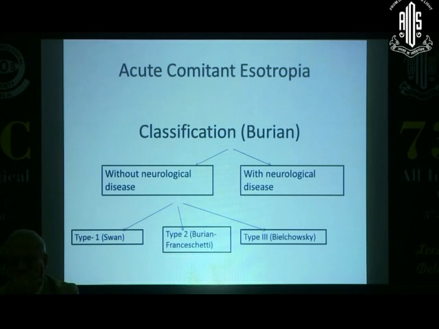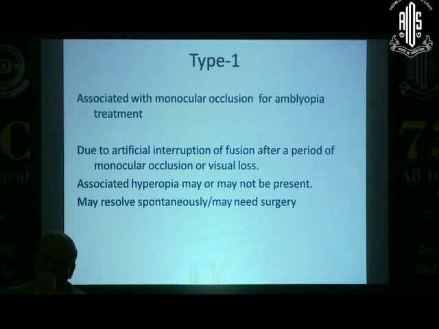Without neurological disease is a vast majority of the acute comitants we see, and there are essentially three types, basically depending upon the pattern of their presentation. Although they do have a little commonality to their etiology. In type 1, it is often associated with monocular occlusion, particularly for amblyopia therapy, although it could be for anything. One has seen this being precipitated after cataract surgery, where the patient was patched overnight, he broke down and therefore presented to us with squint. So you can have an esotropia precipitating due to artificial interruption of fusion after a period of monocular occlusion or visual loss.